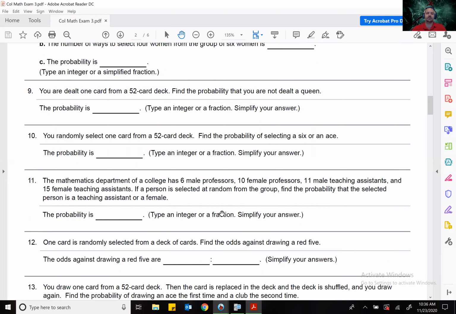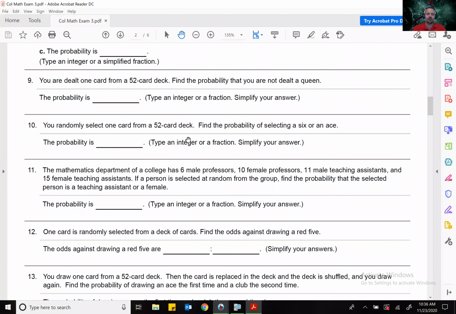You randomly select 1 card from a 52 card deck. Find the probability of selecting a 6 or an ace. Okay, so this is an or question. We want the probability of a 6 or an ace.